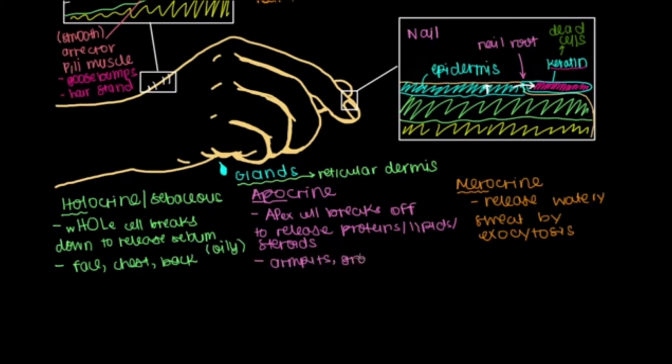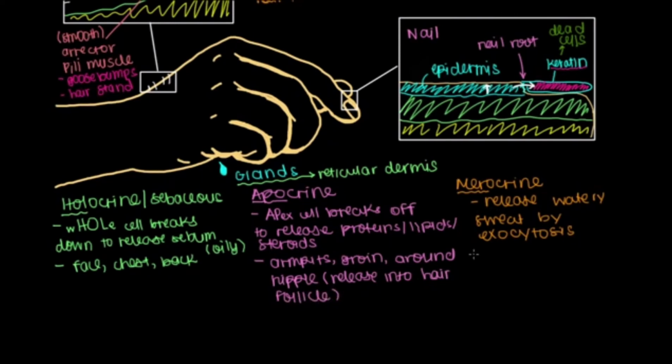Your apocrine is concentrated on the armpits, your groin, around the nipples. The main thing is they release their content into the hair follicles.